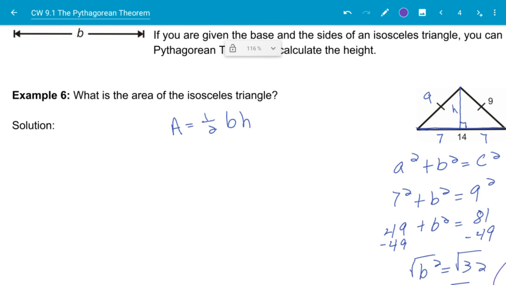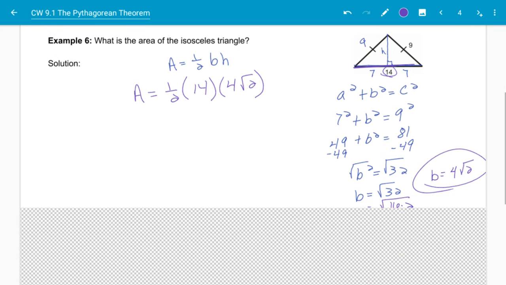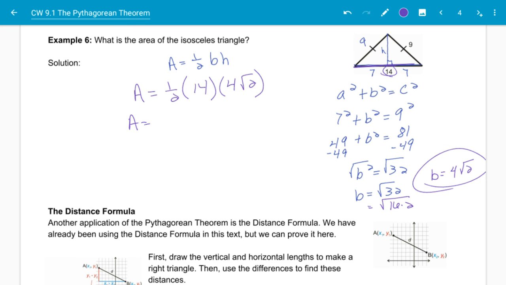I know that area is equal to 1/2 base times height. So the area of my triangle is equal to 1/2 my base, which is the 14 here, and my height, which I found over here to be 4 square root of 2. So now I can just multiply this together. So 1/2 of 14 is 7 times 4 square root of 2. So area is equal to 7 times 4 is 28 square root of 2. So the area of my triangle is going to be 28 square root of 2.